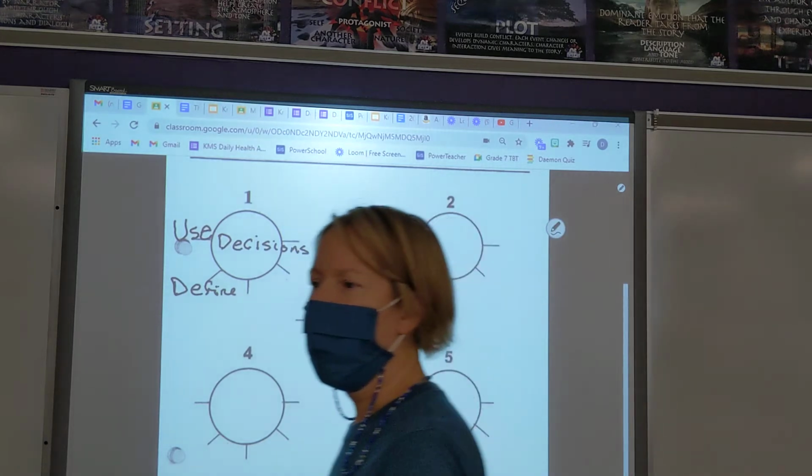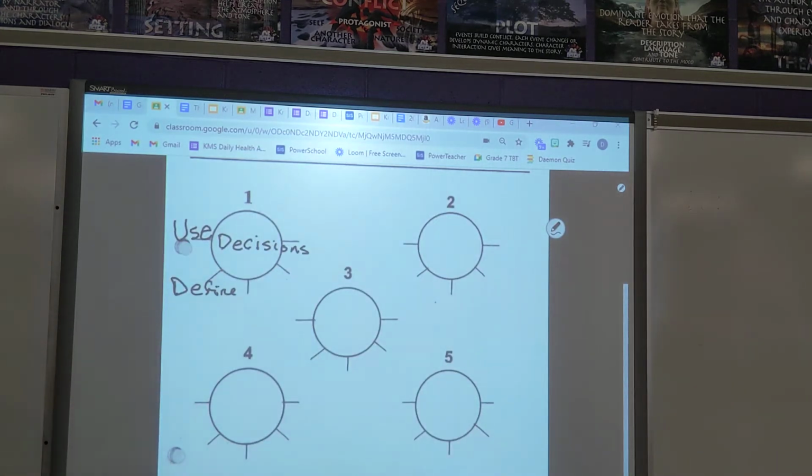On the third spoke is where you introduce the novel, the author, and something very brief about it.